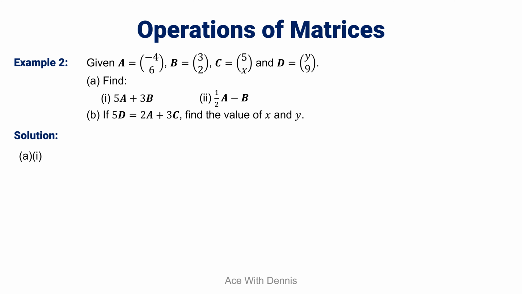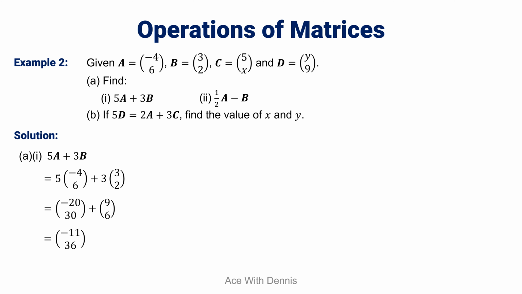So here's the solution. For A part 1, 5A plus 3B, all we need to do is just substitute the matrix A and matrix B. So it is equal to 5 times matrix negative 4, 6, plus 3 times matrix 3, 2. Then we multiply the constant into the matrix. We will have negative 20, 30, plus 9, 6. And add the elements one by one. Negative 20 plus 9 is negative 11, 30 plus 6 is 36. Hence the answer is negative 11, 36.